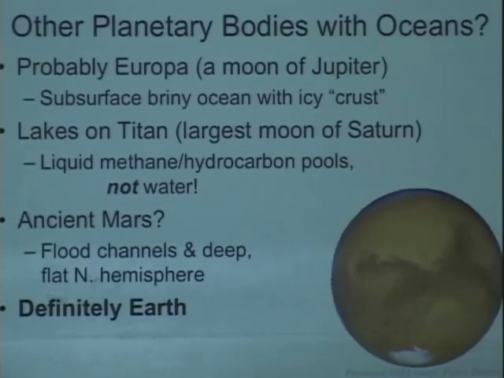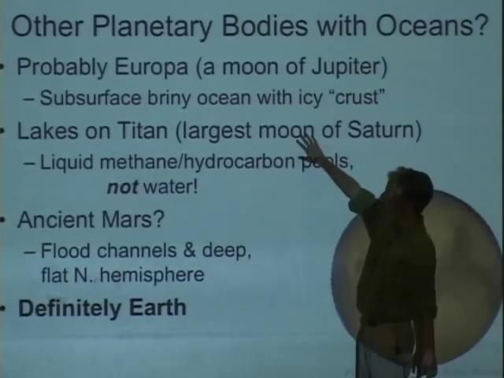Okay? And it turns out that there are some pretty good candidates. We're probably not alone in having an ocean. We are obviously most confident in the presence of an ocean on the Earth, but we have pretty good evidence for oceans on other ones. So in particular, Europa, which is a moon of Jupiter, has a briny ocean, probably at depth below an icy crust. We'll see a picture of that in a minute.